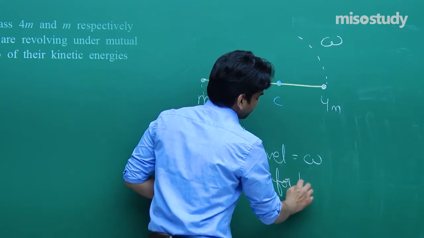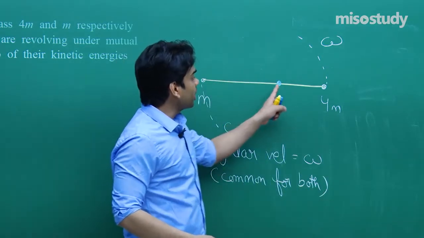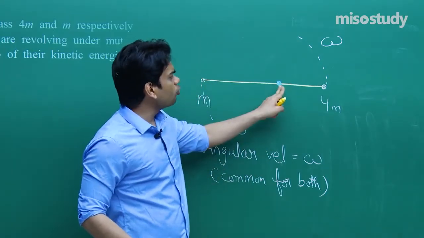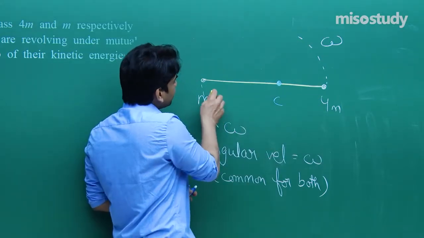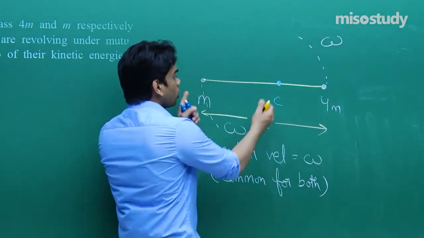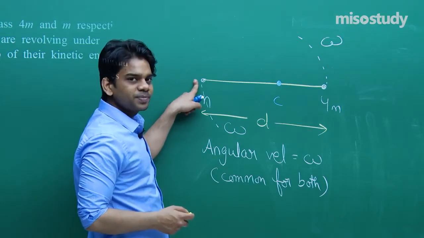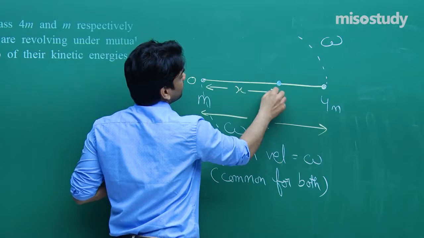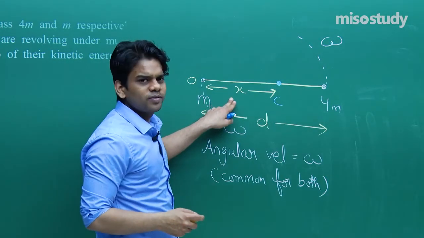Next thing, you try to understand they are rotating about this center of mass. Let us try to find the distance of the center of mass from both the objects. Given that the total distance between them is d, what will be the separation of the center of mass from each of the bodies? Let us take our origin here, and say this distance is x. How can we evaluate this distance x? It's very easy to evaluate.